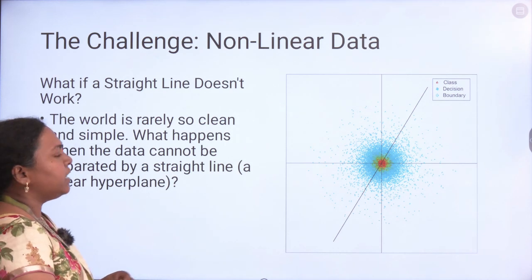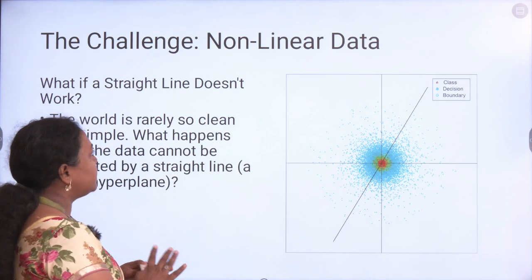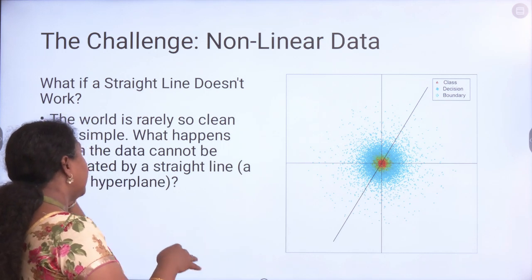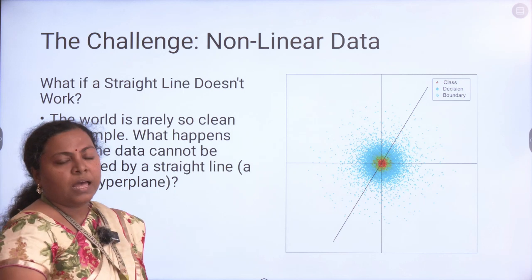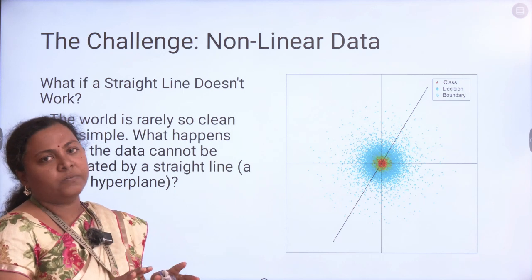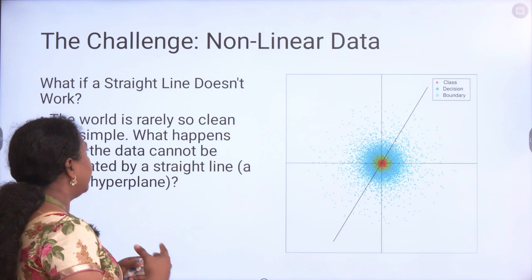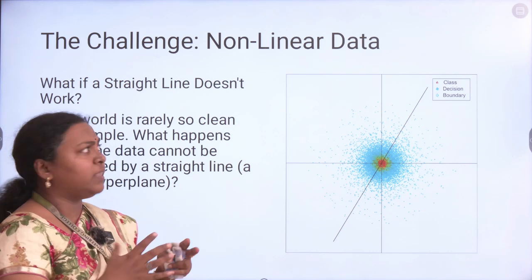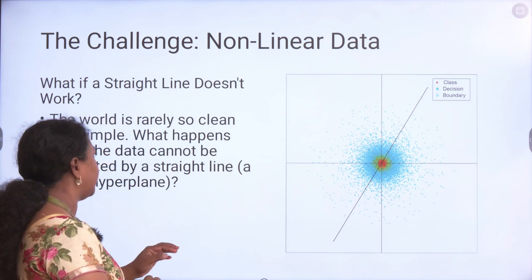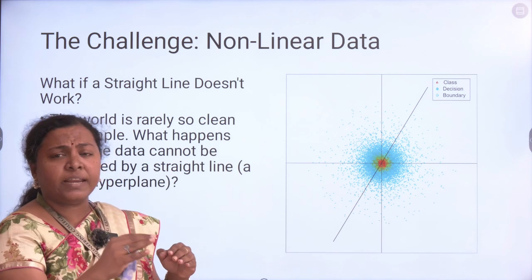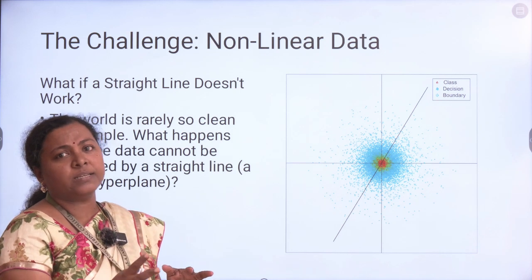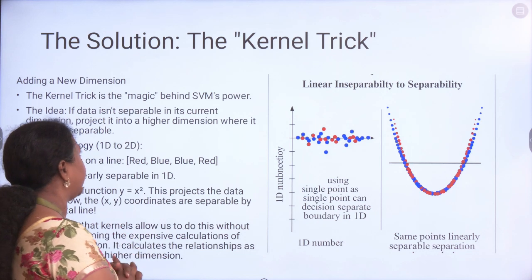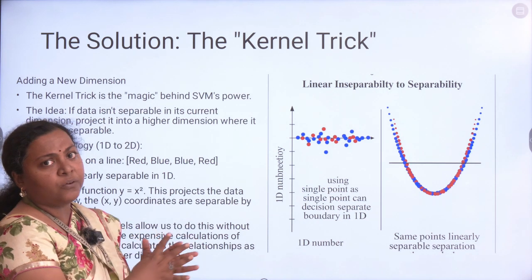So the challenge here is nonlinear data. As the data is nonlinear, we cannot draw a straight line. A straight line often doesn't exist, and data in the real world is always not clean. We come across a lot of noisy data and outliers, so there will be unclean data in it, and drawing a simple straight line to distinguish the data is not possible. Kernel is the magic behind this, and that is the power of the SVM.